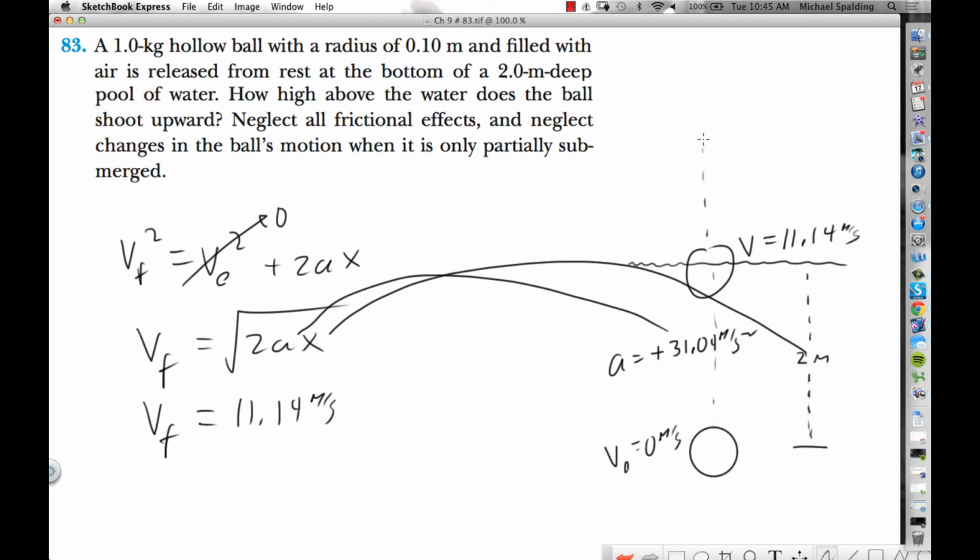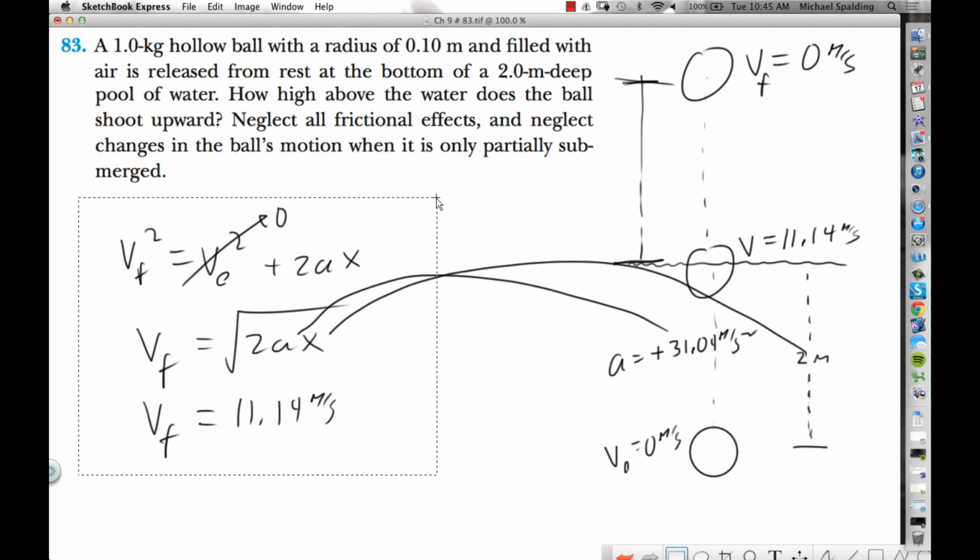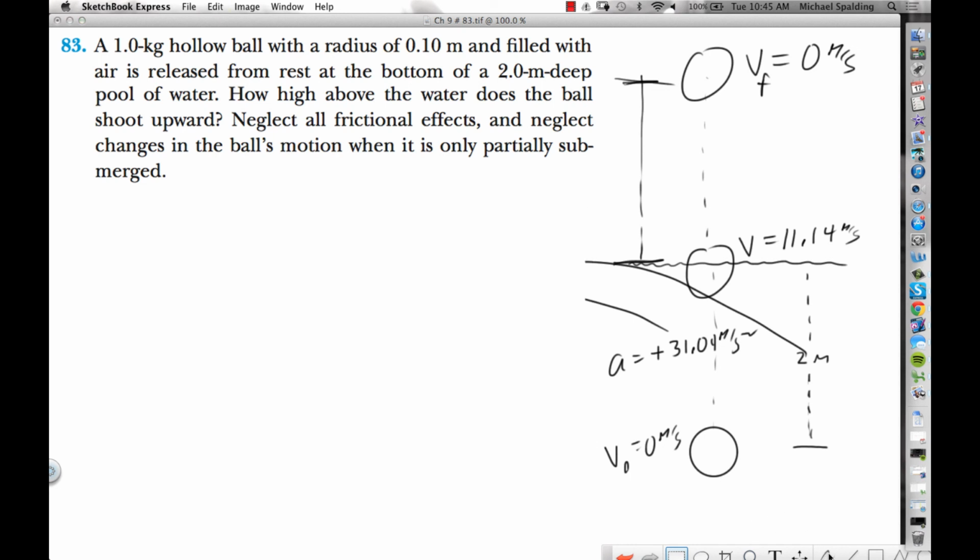Then the ball goes up, up, up, reaches a maximum height. At the maximum height, V final is 0. What we're solving for is this distance here. So we can use the same kinematic motion equation: Vf squared equals V initial squared plus 2ax. What's V final at the top? 0. We now have V initial for the second part.